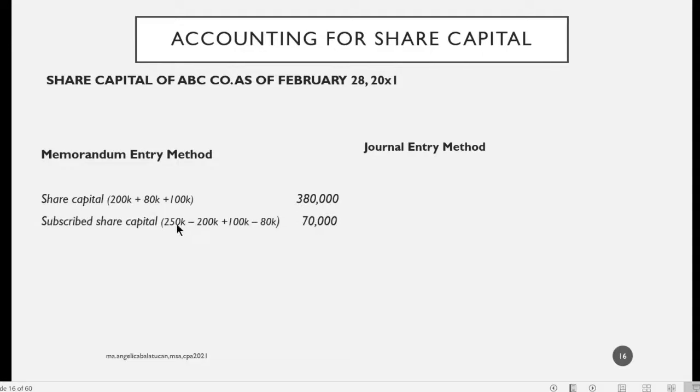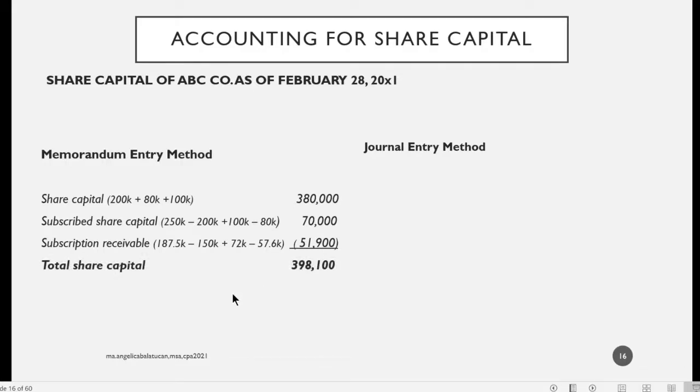Then for the subscribed share capital, initially we have the 250,000 credit, and then there was issuance for the 2,000 shares, so minus 200,000. There is issuance of share katong 1,000 above par, and then we deduct the issued nga share, so that's 70,000. Subscription receivable, so go over again the entries and then you will get the balance in the subscription receivable. So the total share capital would be 398,100.